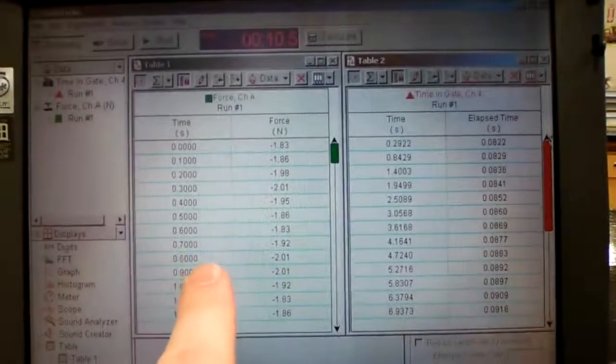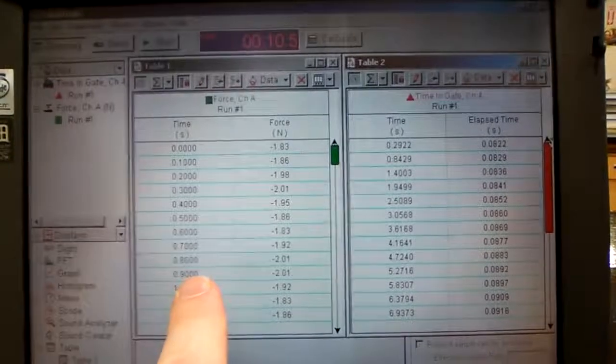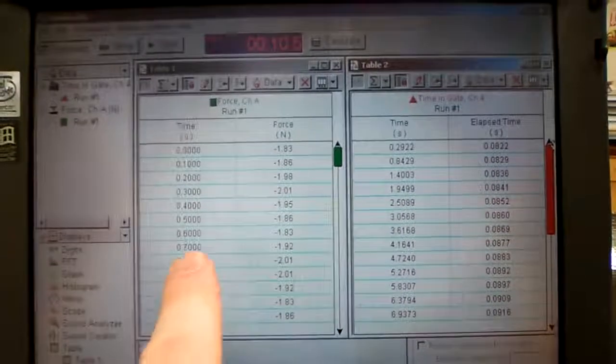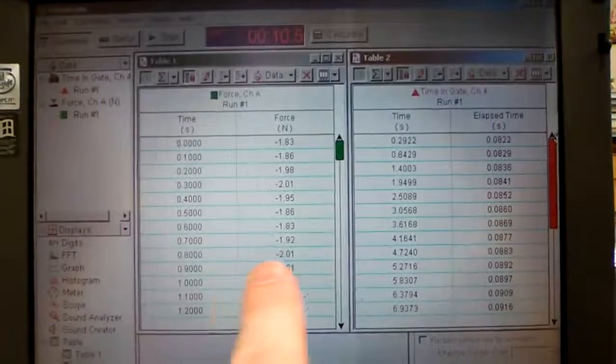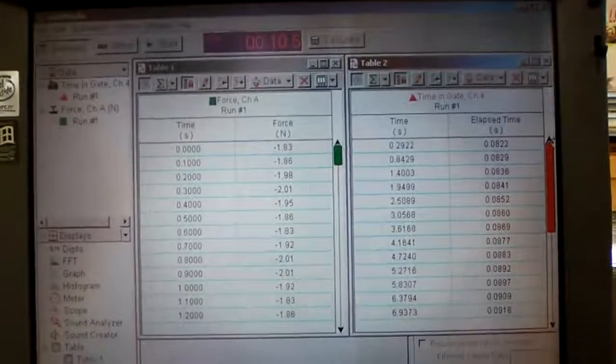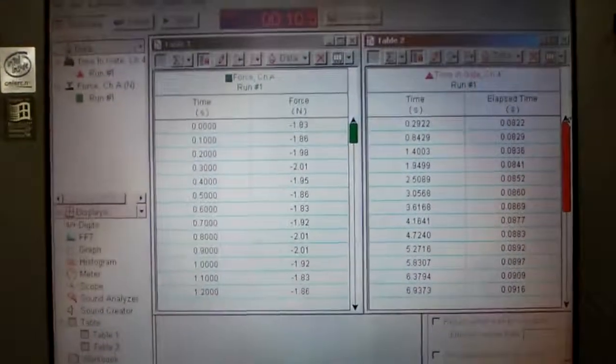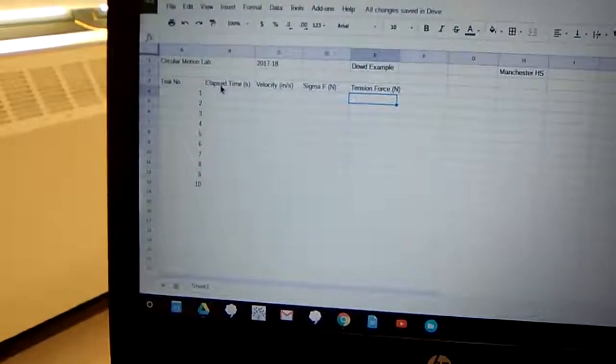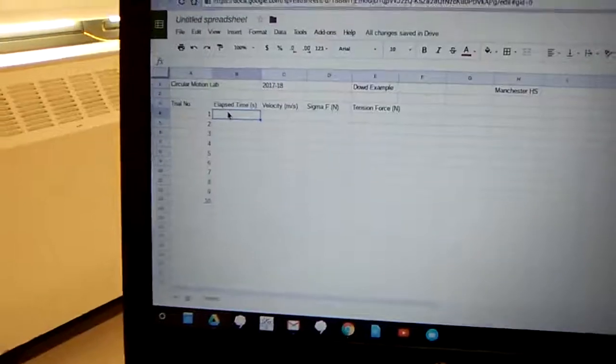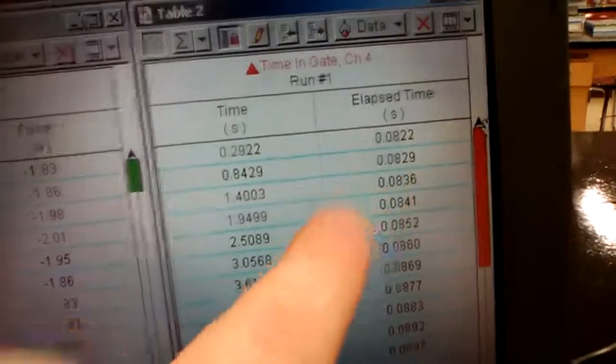So we'll go over here and we'll look for 0.843, so that's between 8 and 9. We can see that that's when the force was actually at its maximum value. So we're going to record that. And we'll record the elapsed time, which was actually this value here, 0.0829.